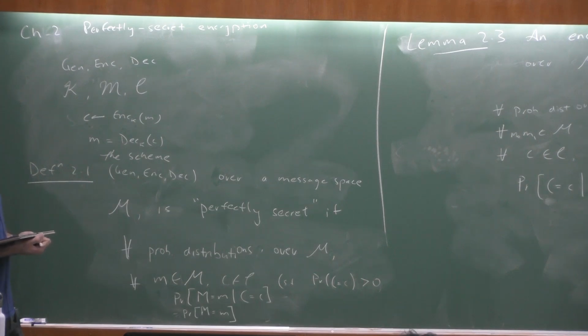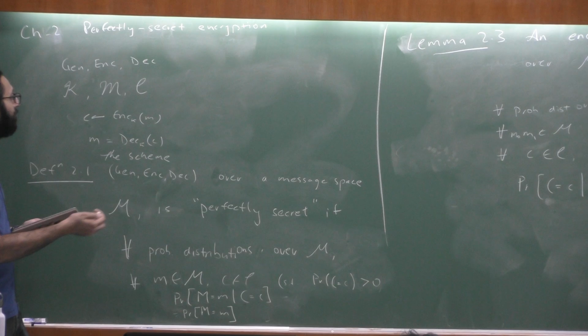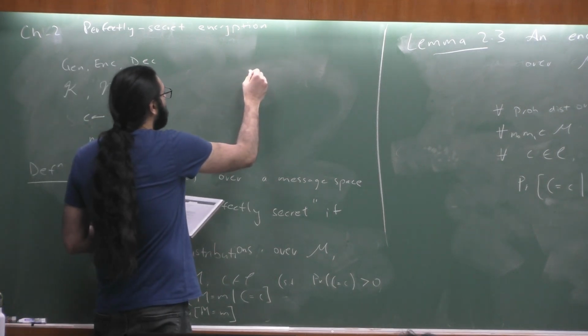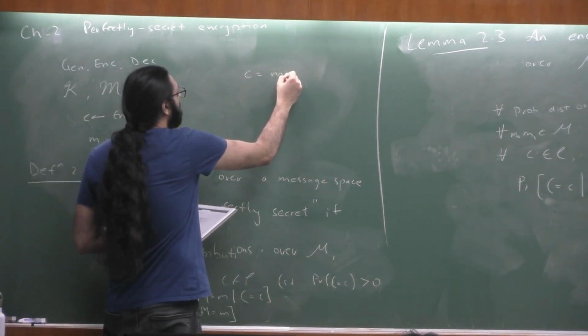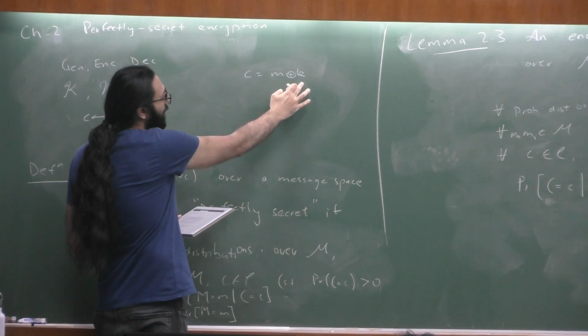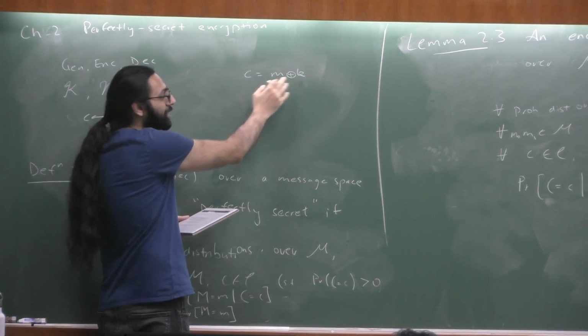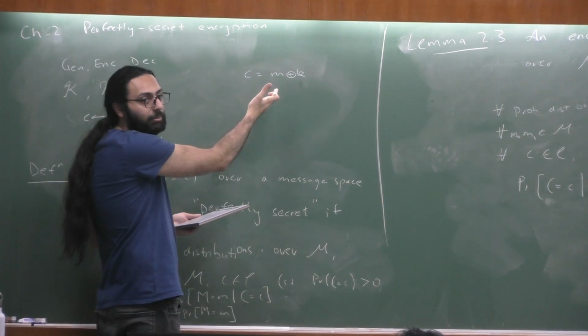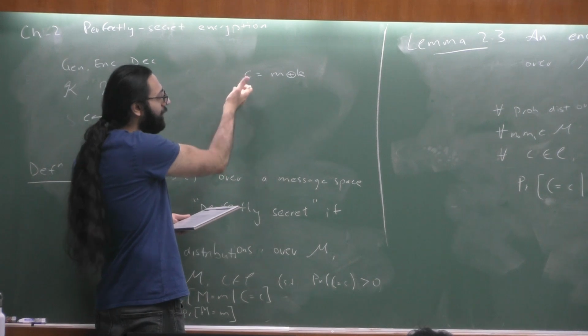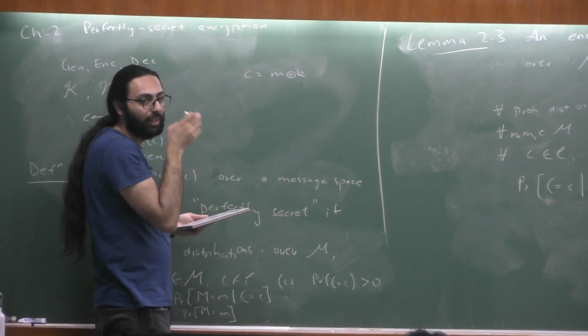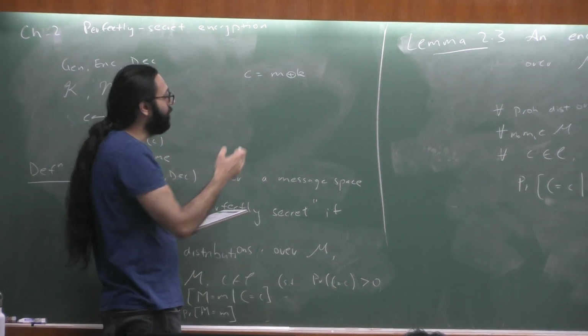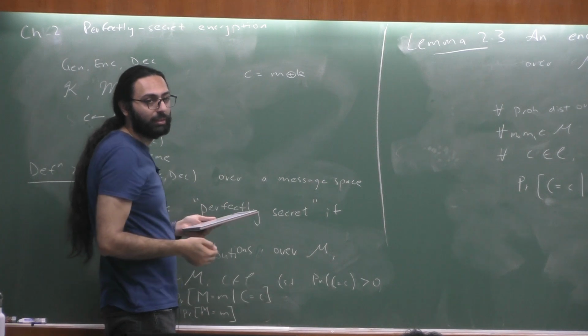Think of the one-time pad; that's the easiest example. For every message, the ciphertext is given by this. If you don't know K, and obviously you don't know M because you're trying to recover it, then C just looks random. It's only if you know K that you can recover anything.